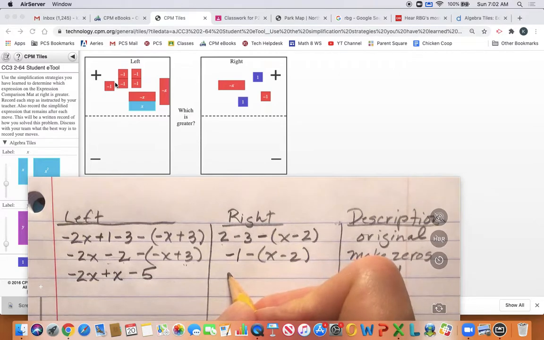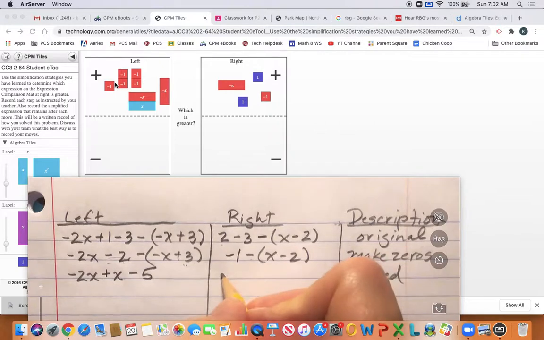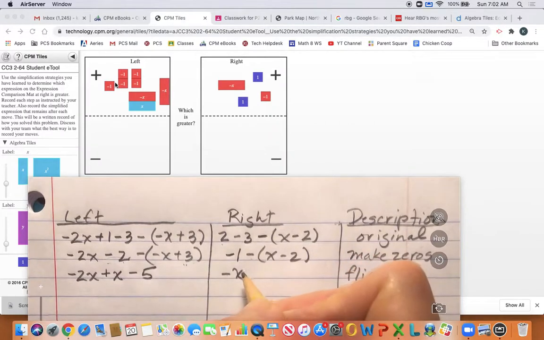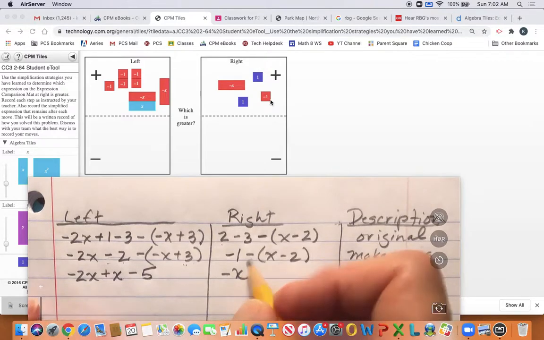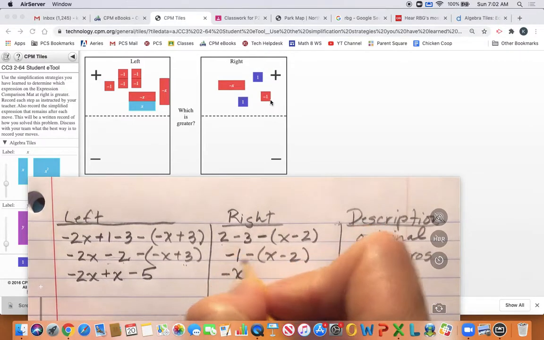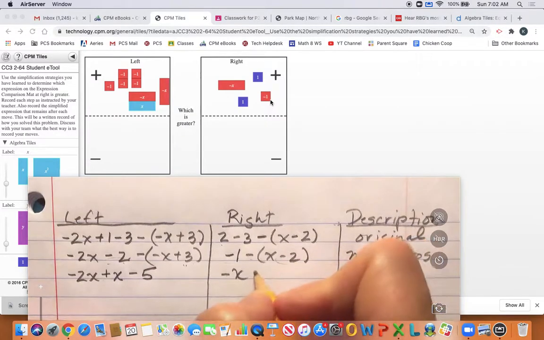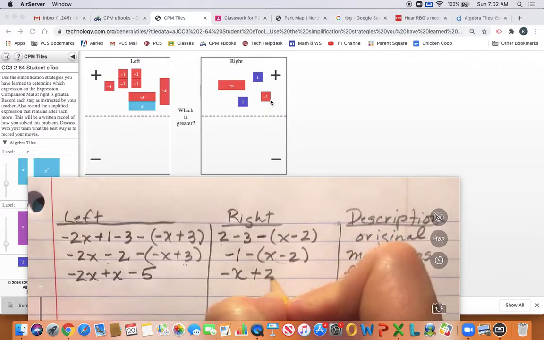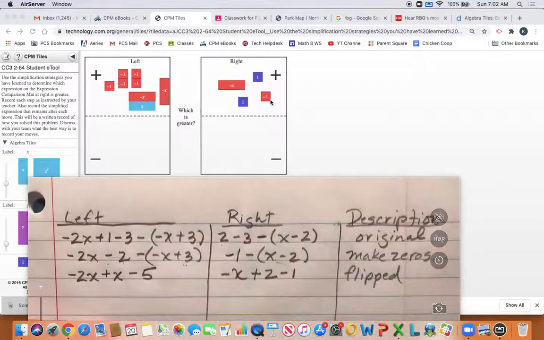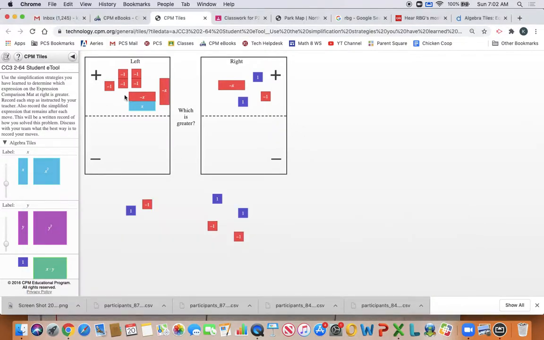Okay, so over here, kind of the same thing happened. We've got the x, which is now a -x, right up there. And then we've got 2 positive tiles and a -1 tile. So we had that -1 tile, and then we flipped these into +2 tiles. So we've got +2 tiles, and we still have that -1 tile. Okay, so now we can go back and we can start simplifying. So let's make some zeros.